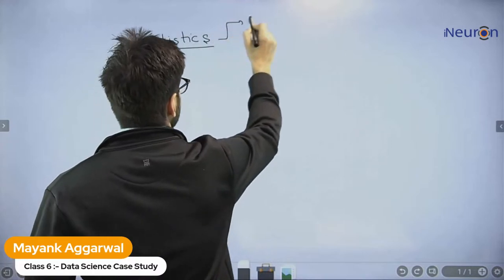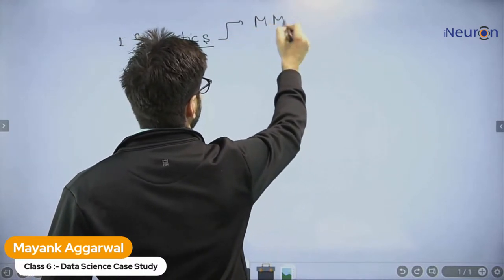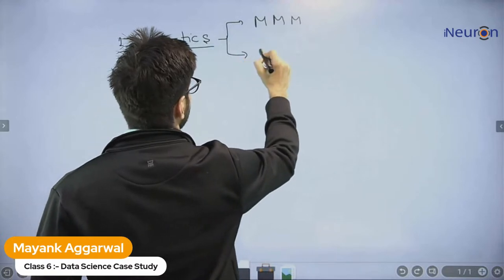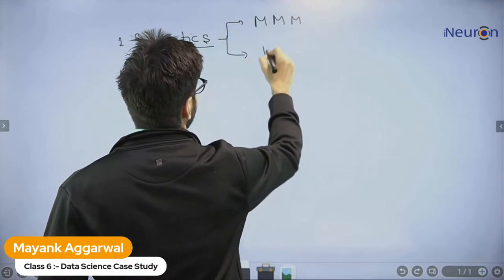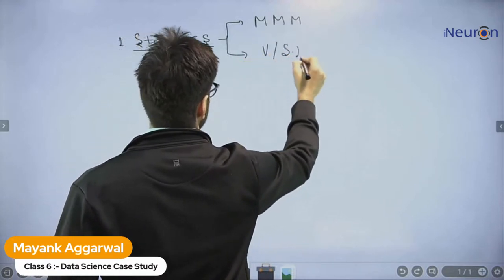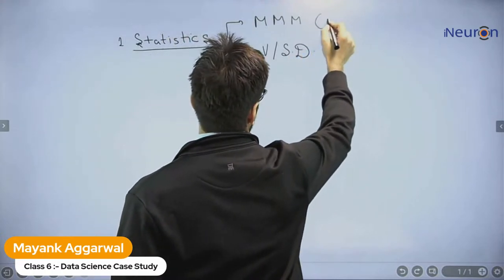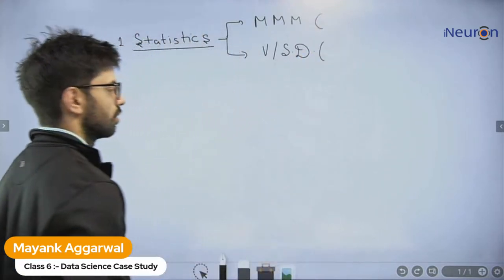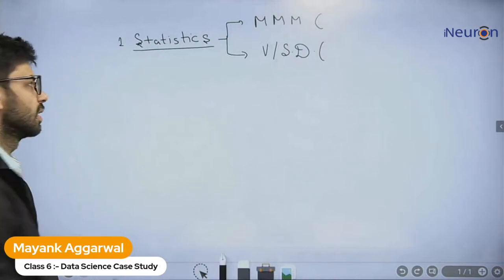Yeah, in statistics, we covered mode, median, mean. So mean, median, mode, basically. Then we covered variance and standard deviation. So these are your central tendency measures, and these are dispersion measures. Okay, so I hope each and every one of you remember this.